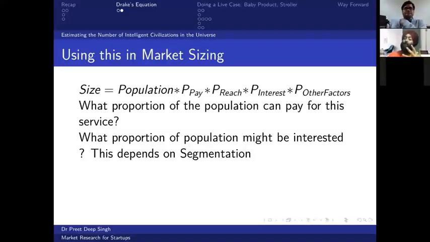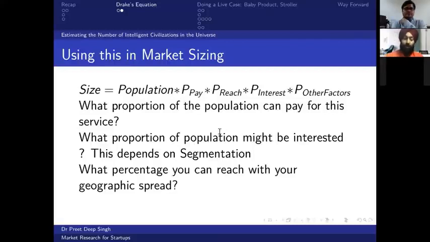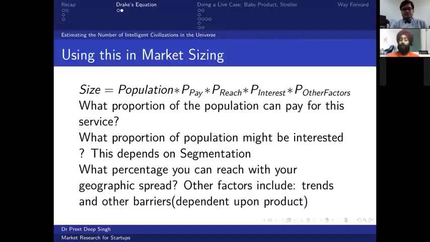Now, if you segment a product based on gender, right? Like we took the example of Peabody last time. They've segmented it based on gender. Females are more likely to use. So let's say they had segmented based on age, solely age, right? So their segmentation would have been different. So their target population would have been different, right? So your segmentation will decide this proportion, right? And again, what percentage can you reach with your geographic spread?